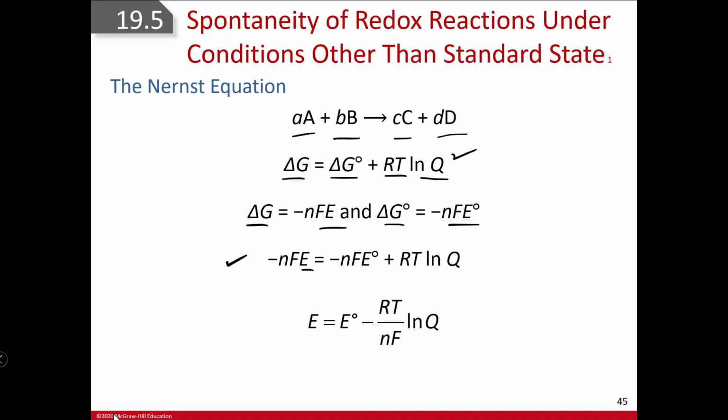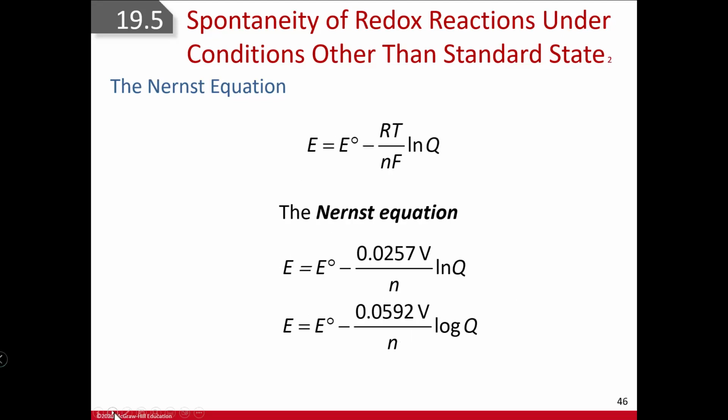Not the standard cell potential, just the cell potential. So we get the cell potential is equal to the standard cell potential, which we can calculate using the data from the table, minus RT over nF ln of Q. All right? So stop here. See if you can manipulate this to this. If you can, you're in good shape. You understand the math of it. And it's worth doing.